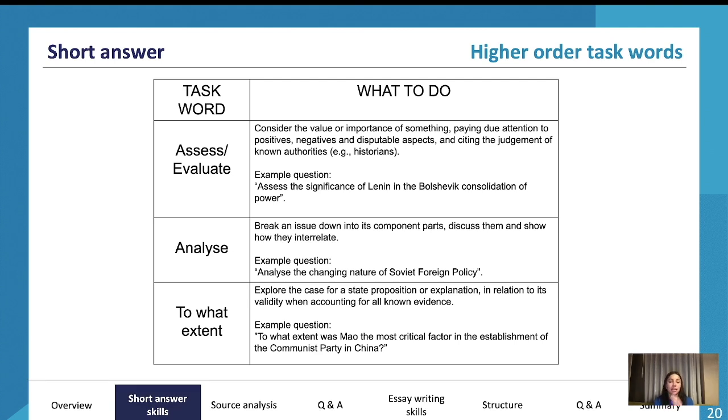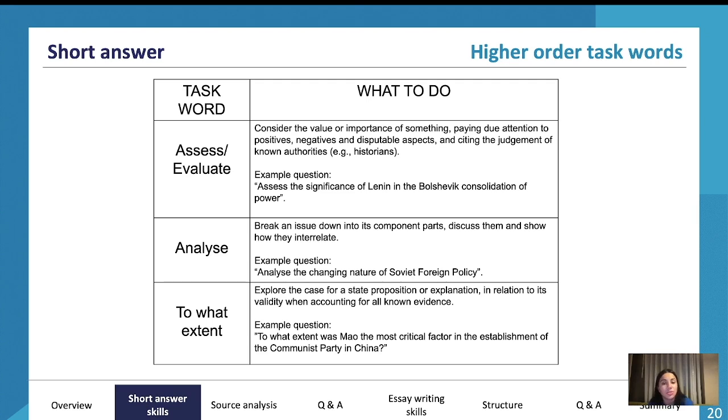So we've got assess and evaluate, which is the value or importance. And if it's evaluating, you are making that judgment. If it's analyzing, you're breaking it down into component parts. And if it's a to what extent, again, you're making that judgment on the validity when accounting all known evidence. And these are just some example questions.